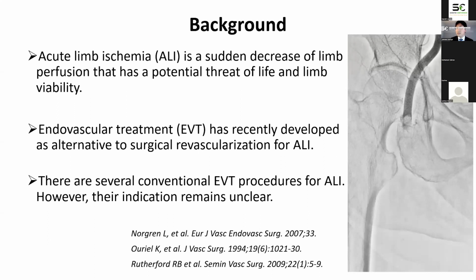Acute limb ischemia, ALI, is a sudden decrease of limb perfusion that has a potential threat to life and limb viability. Thrombectomy using a Fogarty catheter is recognized as first-line treatment, but endovascular treatment, EVT, has recently developed as an alternative to surgical revascularization for ALI. There are several conventional EVT procedures for ALI. However, their indication remains unclear.